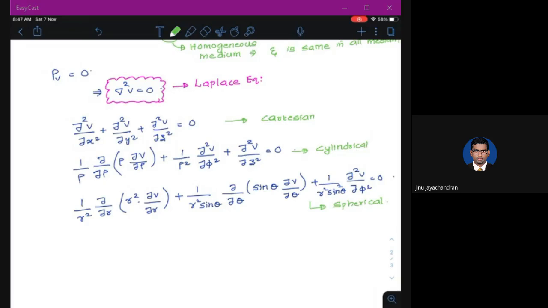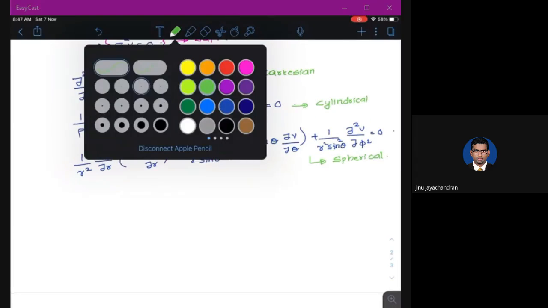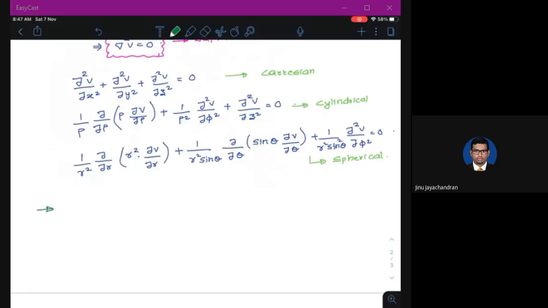Okay. Now, if you look at the equation, you see it's actually ∂²V/∂x², or ∂/∂ρ into ∂V/∂ρ. So it's basically a second order differential equation, and it can be possible that this equation can have multiple solutions. But there is a theorem which states that the solution to Laplace equation is unique. Okay, and this is called the uniqueness theorem.